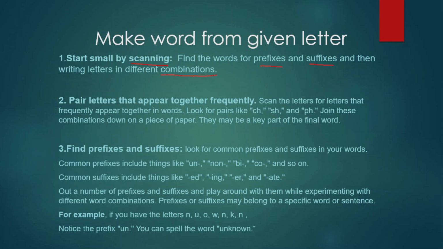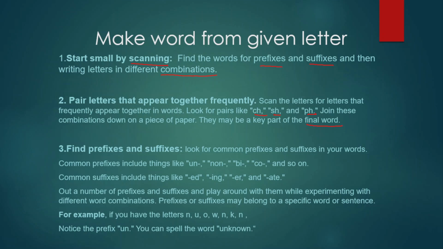Okay, so the second point is pair letters that appear together frequently. Scan the letters for the letters that frequently appear together in words. Look for pairs like CH, SH, PH or TION. Jot these combinations down on a piece of paper. They may be a key part of the final word.